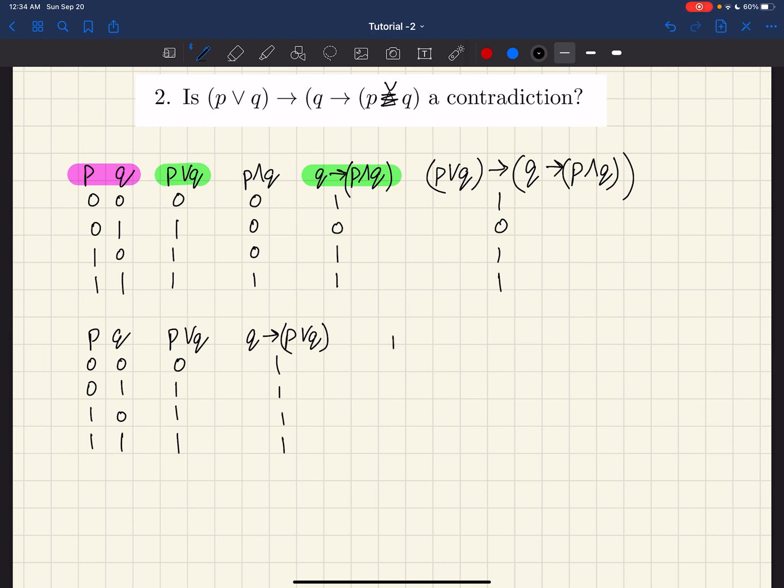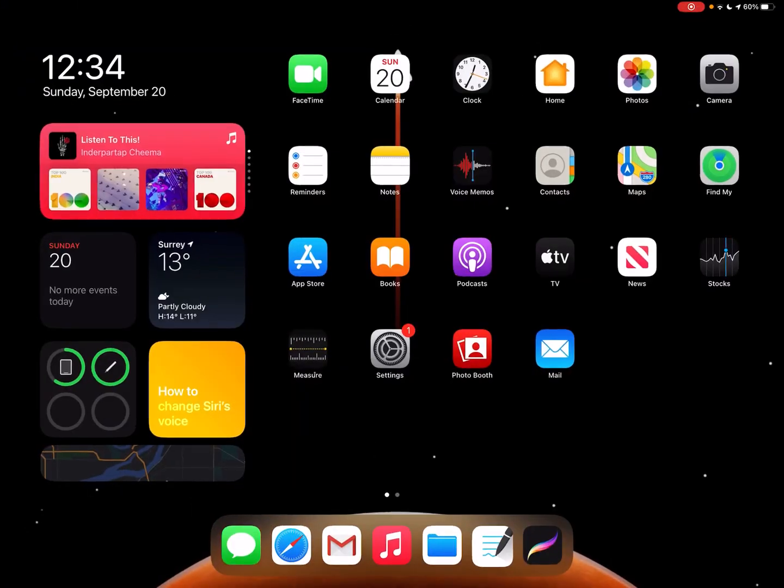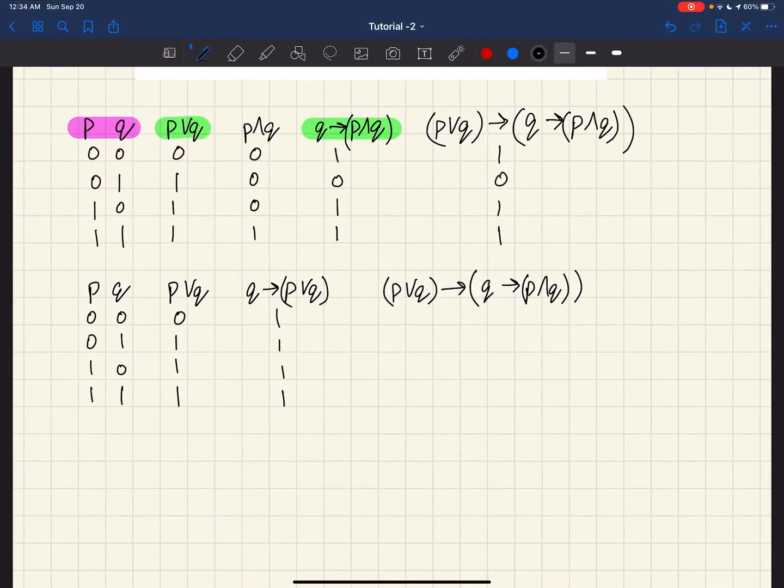and P or Q implies Q implies P and Q. Now since the statement on your right hand side is 1, all of the outputs would be 1. So since our final outcome is true for all the statements regardless of the values assigned to the component atomic statements, this compound statement is not a contradiction.